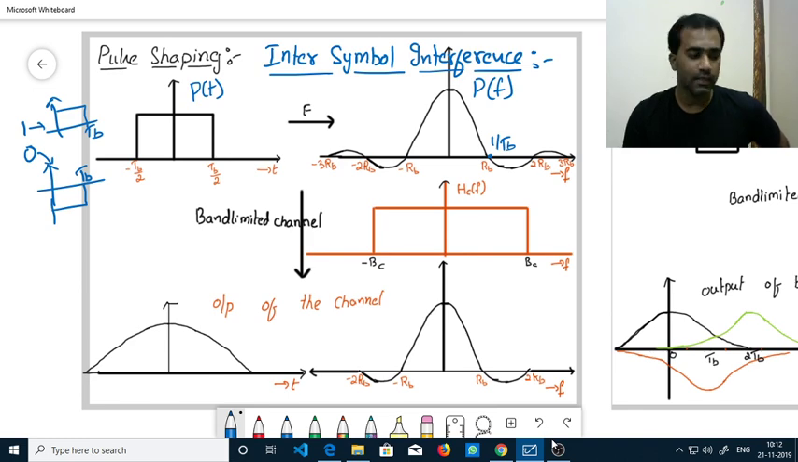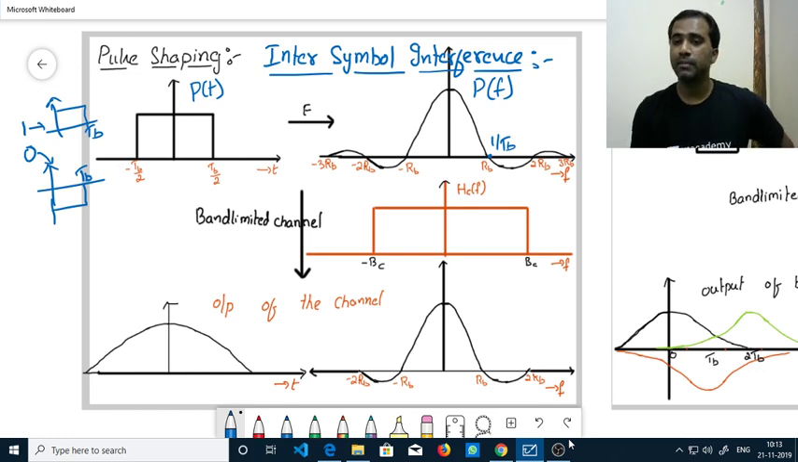If you pass this signal through a band limited channel, the channel limits the bandwidth of the signal. I'm talking in the frequency domain here. A part of this signal will be allowed by the channel, but the remaining part will be blocked by the channel. So only the first lobe passes. Here BC is the bandwidth of the channel. I have assumed that the bandwidth of the channel is 2 RB, and that's why I have plotted it like this.